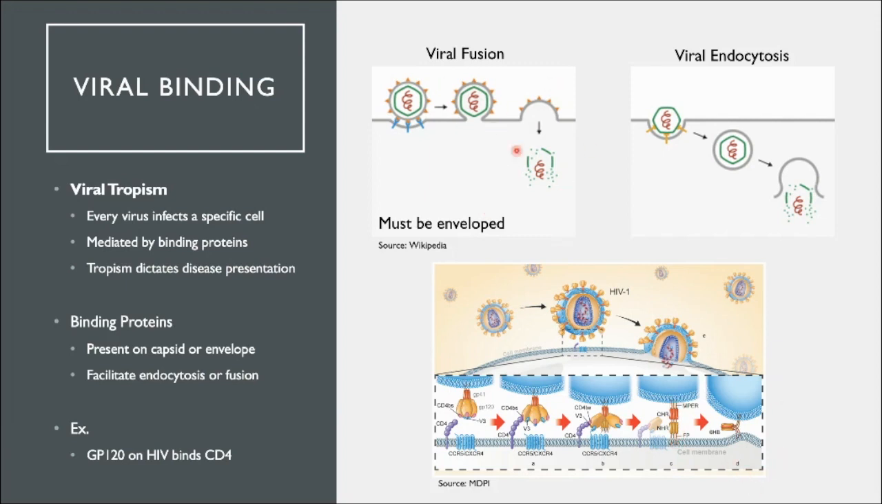And here's just an example of fusion versus endocytosis. Fusion requires an envelope. So if you have an enveloped virus, its envelope will just straight up merge with the host's envelope and the capsid will be introduced. It's very simple. Versus viral endocytosis, this can be naked or enveloped viruses. It binds to the surface of the host cell. The host cell then endocytoses it for whatever reason. It's now within a vesicle, and then the virus is able to escape the vesicle and infect the cell.